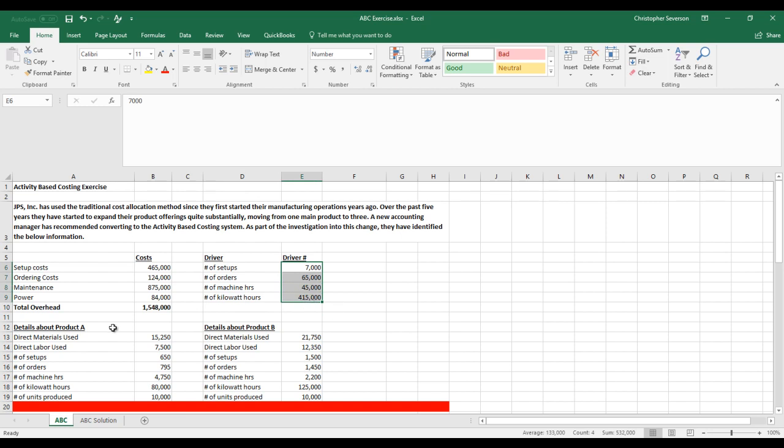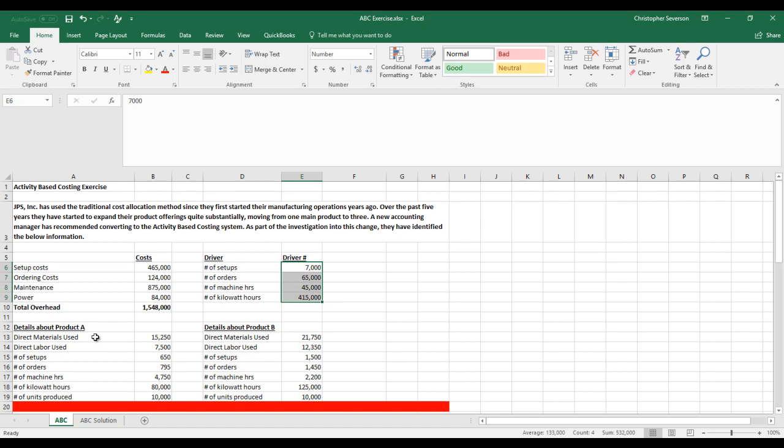Now here they're just comparing two products. It looks like we had three products, but we're just looking at two of them in this problem. So what you'll see when we talk about the number of setups and the number of orders and machine hours, it doesn't necessarily sum up to this total. It doesn't need to.